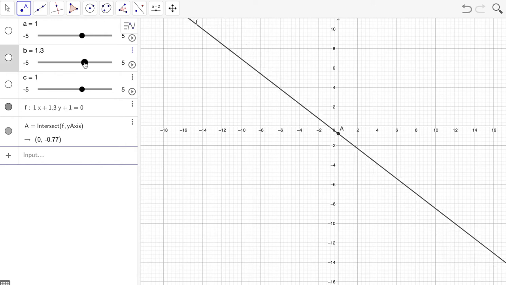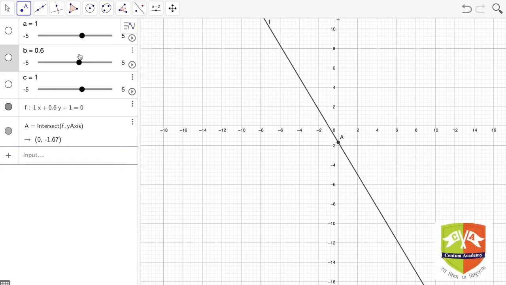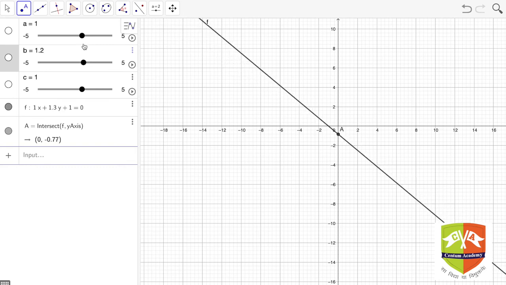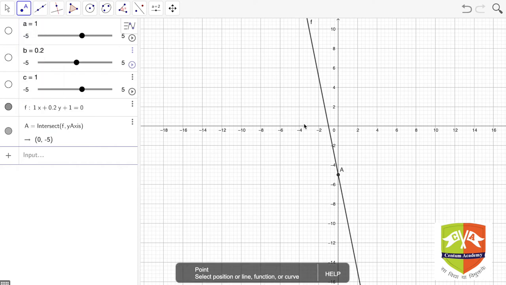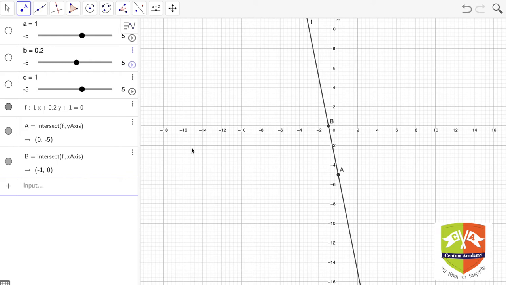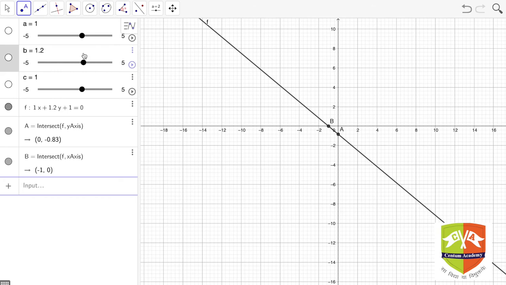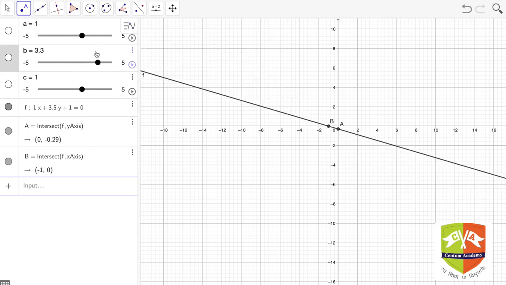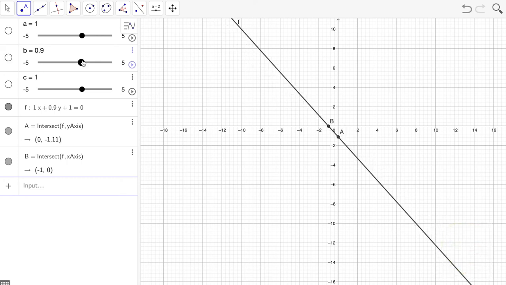Now what happens if I change b? If I increase b, can you see it is going in an anti-clockwise direction? Here the point of intersection of the line and the x-axis is not changing. So I am again going to fix this point. Let us say this is the point (-1, 0). Now let me change the value of b again. The point of intersection of the x-axis and the line is not changing, but the point of intersection of the y-axis and the line is changing, isn't it? This is how the graph changes as you keep varying the values of a and b.